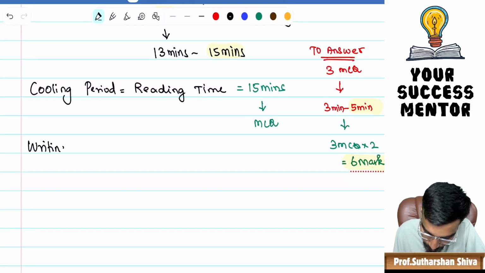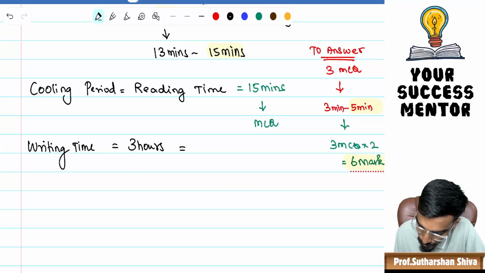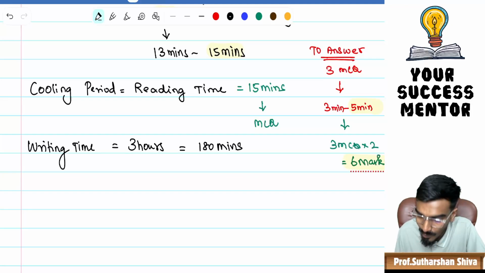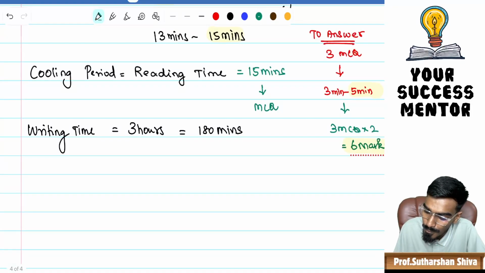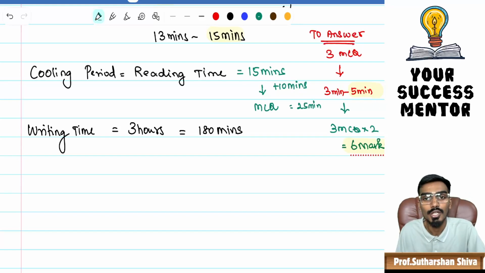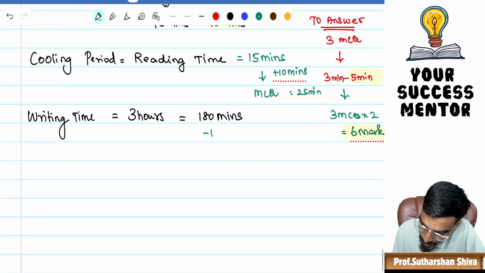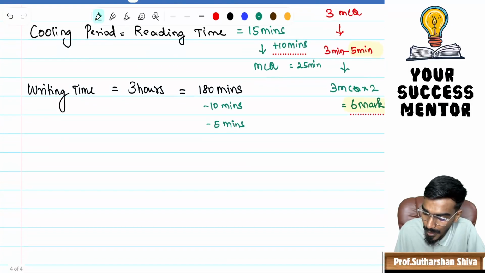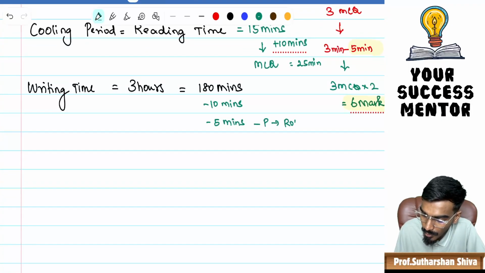Then what is your writing time? Writing time will be 3 hours, which comprises 180 minutes. From this 180 minutes, we will borrow 10 minutes over here. So for the MCQ, you can use a maximum of 25 minutes. You should complete the 15 MCQs within 25 minutes. If I eliminate 10 minutes from this, it is for paper roll number checking, roll number scribbling, roll number OMR and that thing. And then the 5 minutes is a buffer.